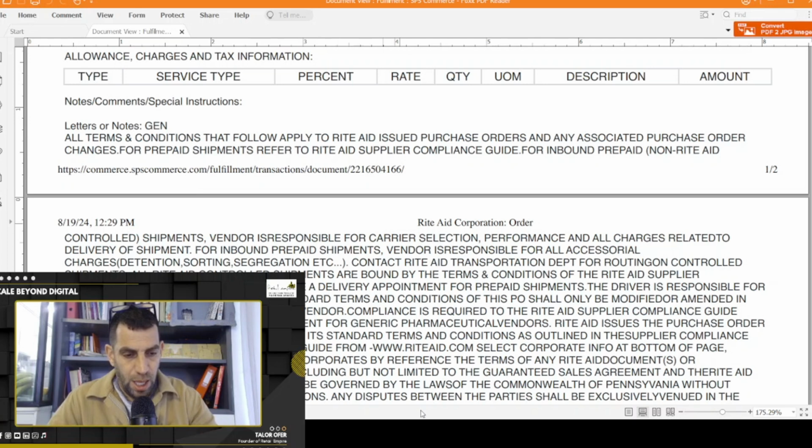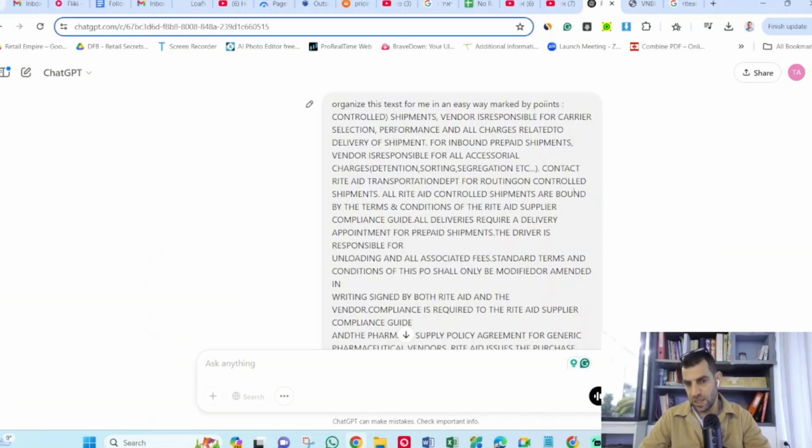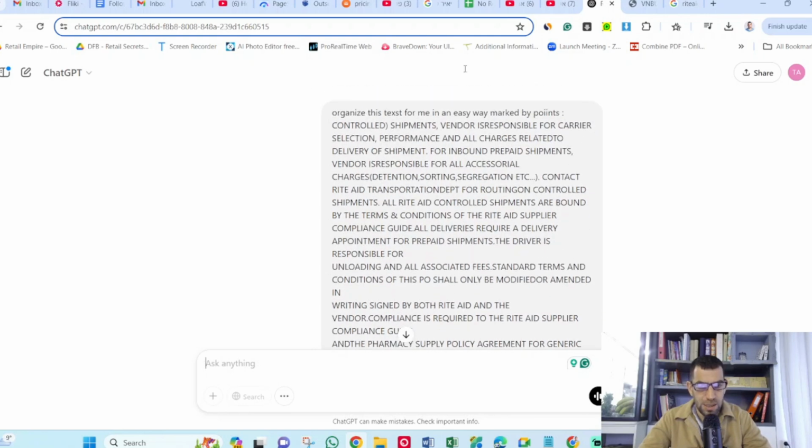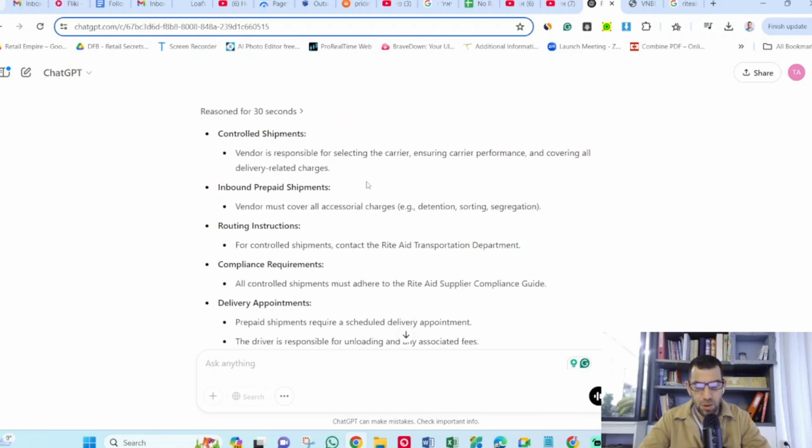Now, as I mentioned earlier, I took this text right here, which is pretty much a mess, and I'm going to share with you how it looks when you ask GPT. Allow me to use my glasses because I'm literally seeing nothing in the browser. I asked it, organize this text for me in an easy way and mark it by points. And here you go.